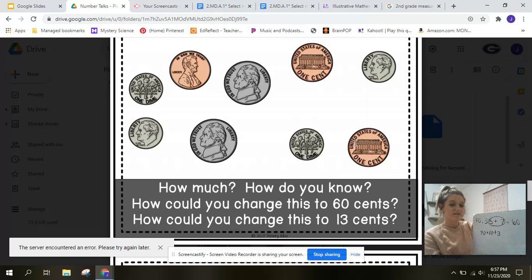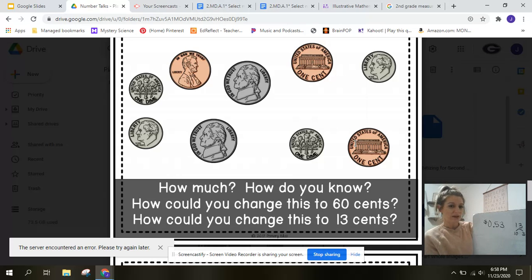And so what if I had 53 and I wanted to change it to 13 cents? Now look at the screen. Okay. Think about that. Let's think about what you know about 13. What's 13 made of? 13 is made of a 10 and 3 ones, right?